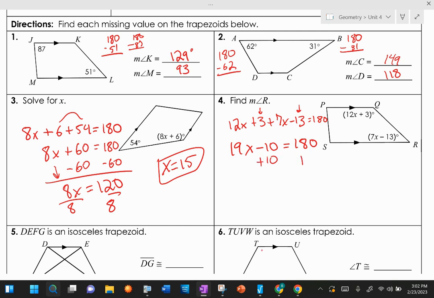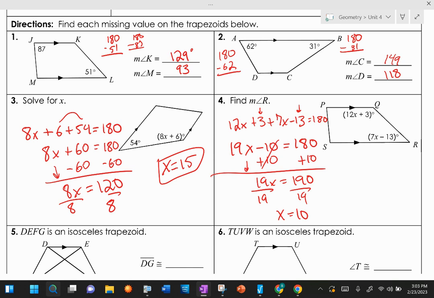You would add 10 to both sides, which is going to give me 19x equals 190. Bram, finish it out. X equals 10. Well, divide this by 19. Thank you. Perfect. And then 10 times 7 is 70, subtract 13. So walk me through what you're doing right there. Tell me what you're doing.